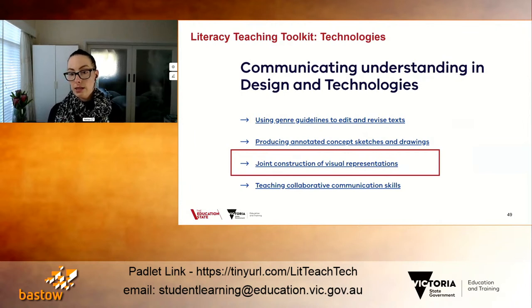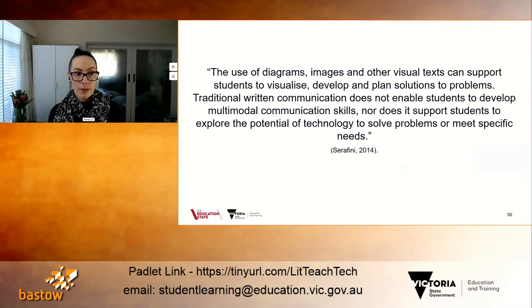The example is that they've given a sustainability problem, a real world problem. It's the Kunun Creek Trail. And so the students have had to create the visual representation of the Kunun Creek. And they've talked about what that would look like. And I just pulled this from the toolkit. They said, the use of diagrams, images, and other visual text can support students to visualize, develop, and plan solutions to problems. Traditional written communication does not enable students to develop multimodal communication skills, nor does it support students to explore the potential of technology to solve problems or meet specific needs.